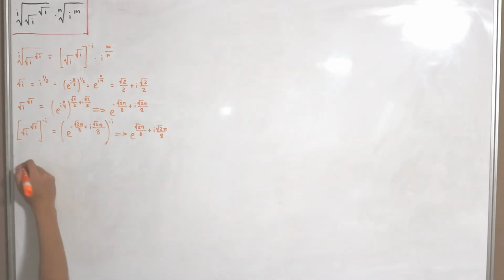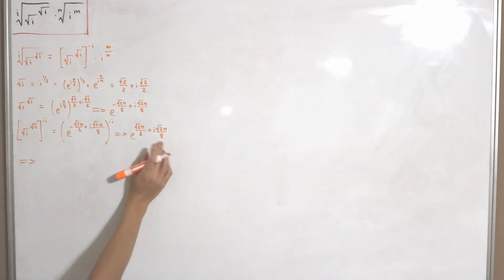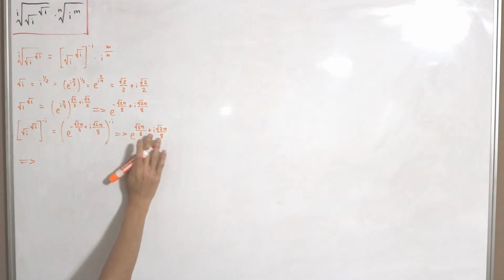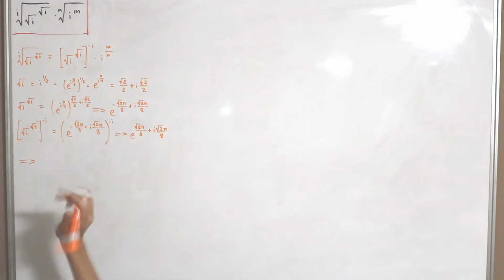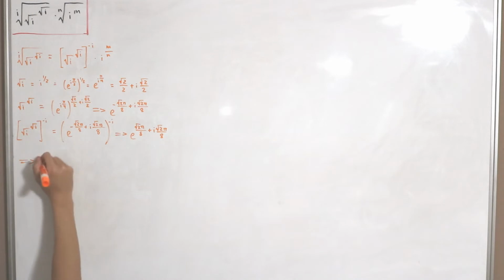Now, of course, continuing forward, since the exponent has sums, we can separate the bases out and treat this as multiplication.